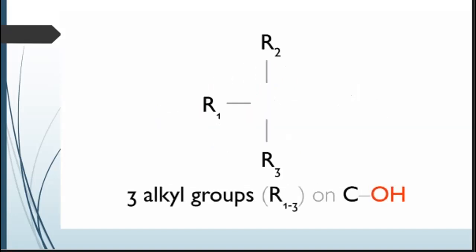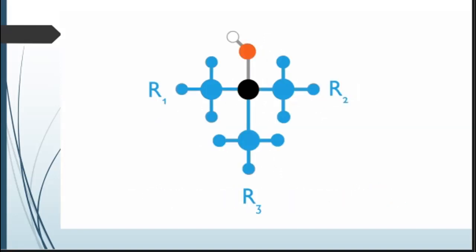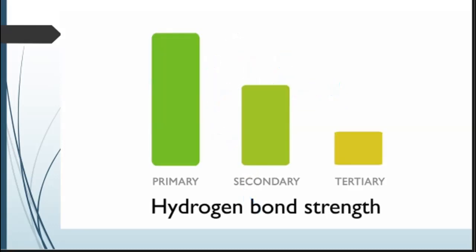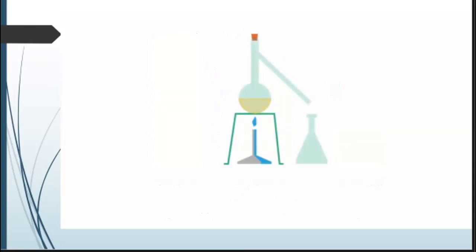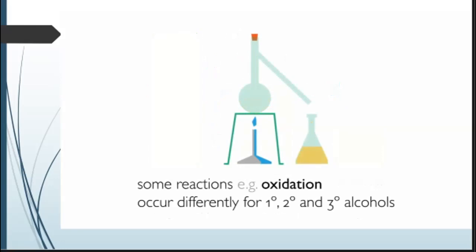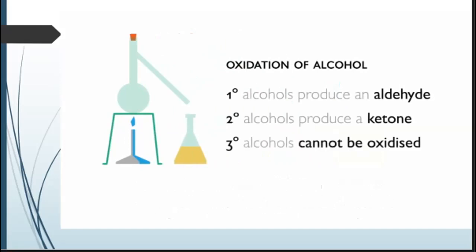In tertiary alcohols, there are three carbon chains attached to the carbon on which the OH group is attached. As you can see, the carbon attached to the OH group is attached to three alkyl groups, making it a tertiary alcohol. It is important to categorize an alcohol as they have slightly different chemical properties. A good example of this that you could look into as further reading would be the oxidation of alcohols, with different reactions occurring for primary, secondary, and tertiary alcohols.